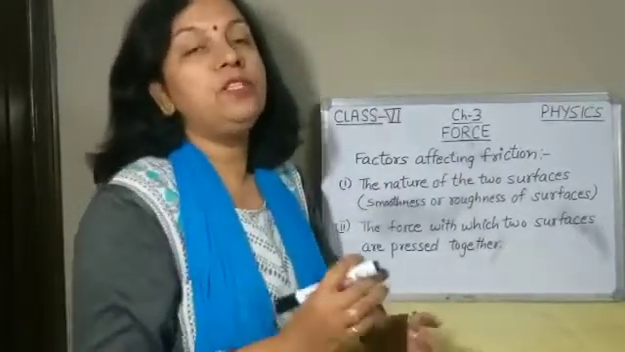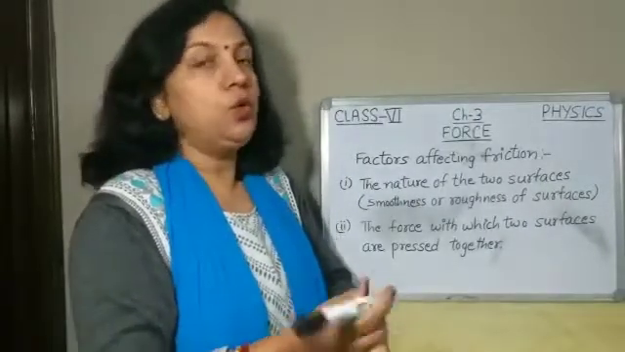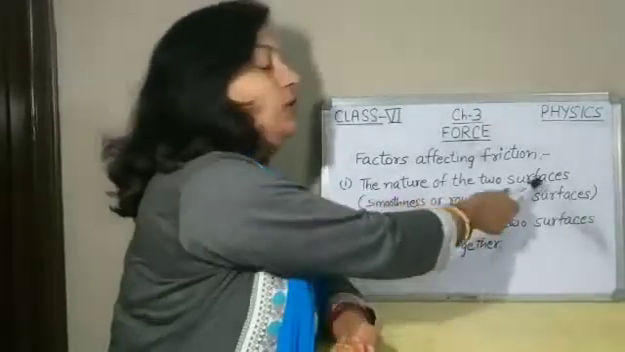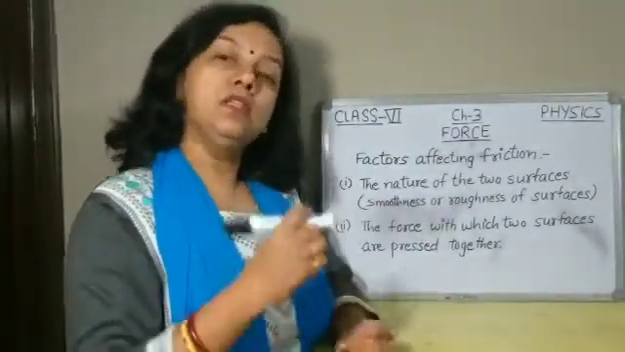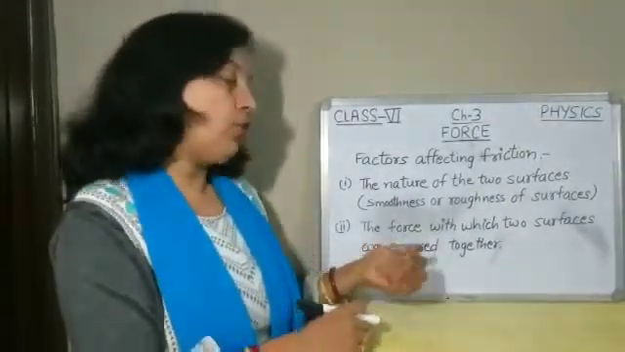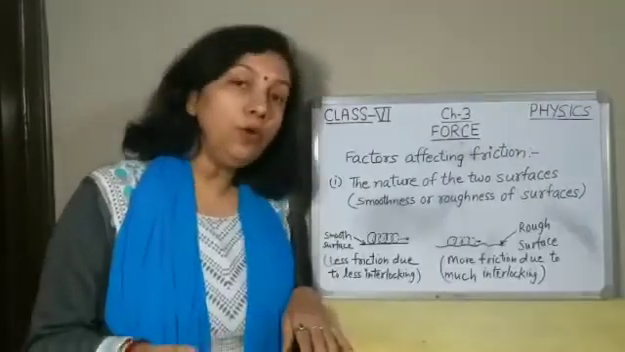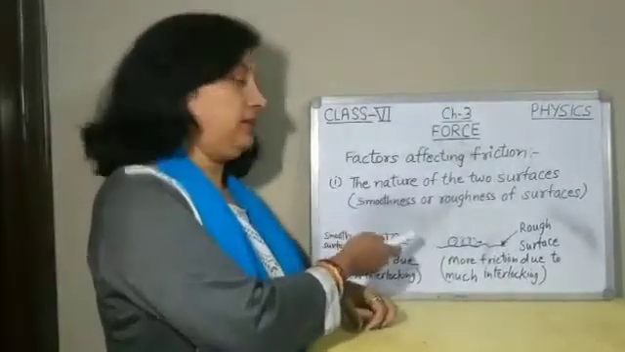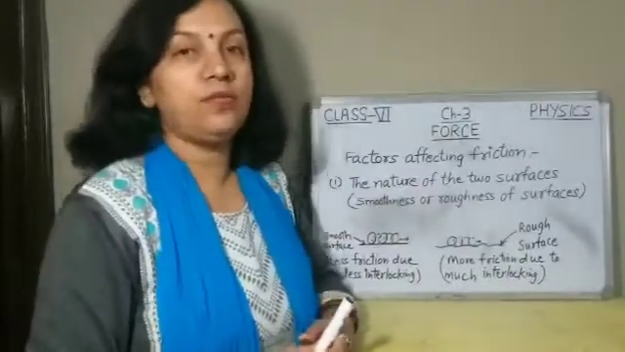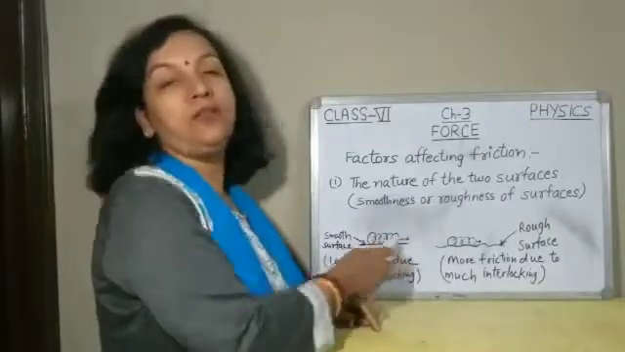As we know, friction arises between two surfaces which are in contact. So the first factor which affects the friction is the nature of the two surfaces, meaning the smoothness or roughness of the surfaces, and the second one is the force with which two surfaces are pressed together. Now if we talk about the first factor, the nature of the two surfaces, that is the smoothness or roughness of the surfaces, what we will see in case of a smooth surface.